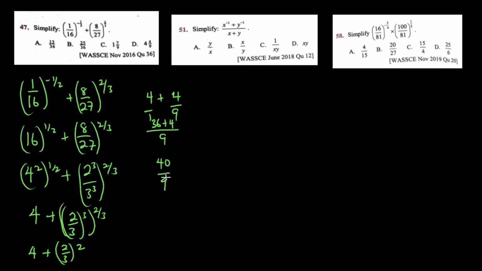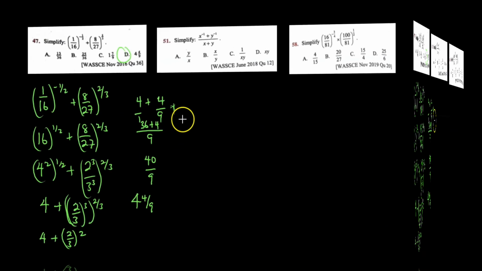40 on 9 is the same as 4 whole number 4 on 9, which we could have had the answer from this side. 4 whole number 4 on 9. So the possible answer is D. Now, this is an interesting question here.